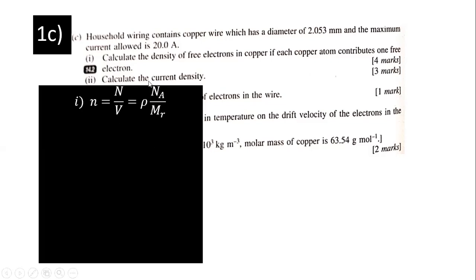You can memorize the formula. That's what you want, number per unit volume, N over V. Memorize the formula. Put in your value, since you are given it. It's hidden here: density, Avogadro's number, and molar mass. This one you have to convert to kilogram.